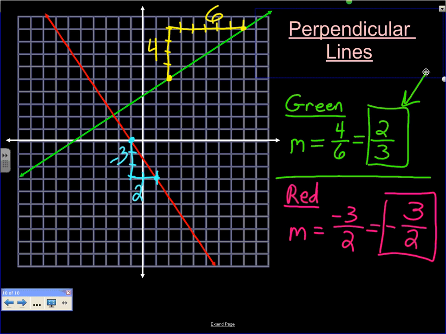So that means on this example, for the green line, 2/3 was the slope. Well, the opposite of positive 2/3 is a negative, and then the reciprocal of 2/3 is 3/2. So the opposite reciprocal slope for those lines is going to be 2/3 for the green line and negative 3/2 for the red line.